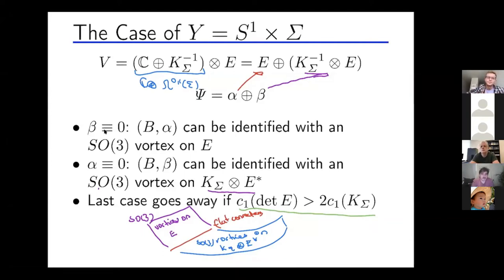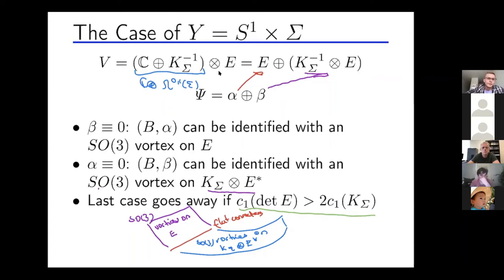monopole equations. Again, there's a canonical spin C structure on S1 cross sigma, which in the conventions people typically write as a direct sum of the trivial complex line bundle with the anti-canonical line bundle, which is just the forms of type 0,0,1 on sigma. Those details do not matter too much. I'm just saying that on S1 cross sigma, there's a canonical spin C structure.